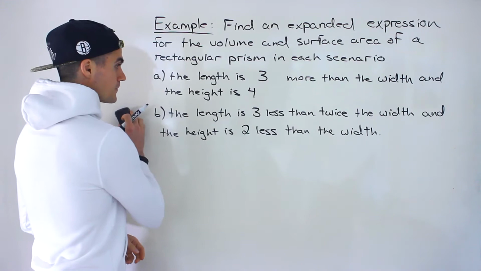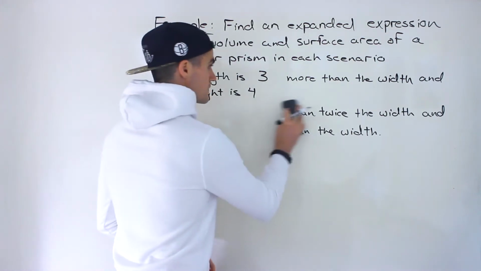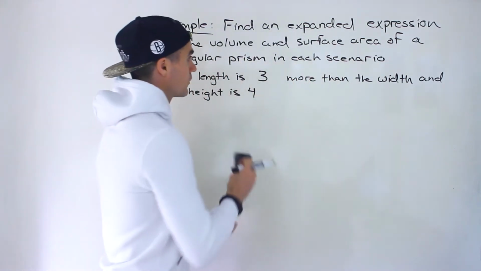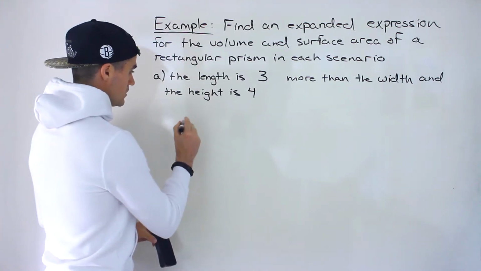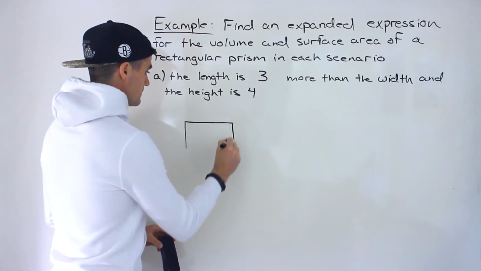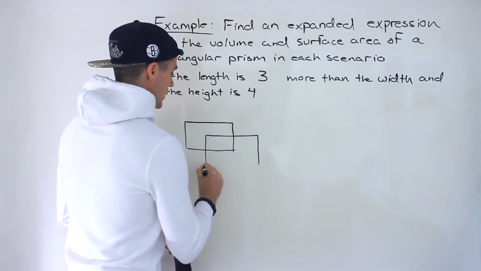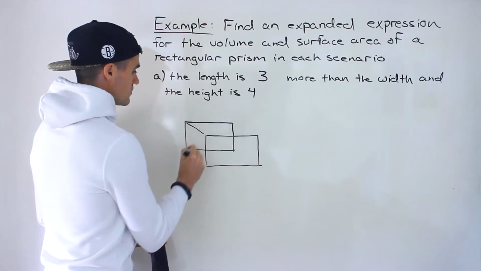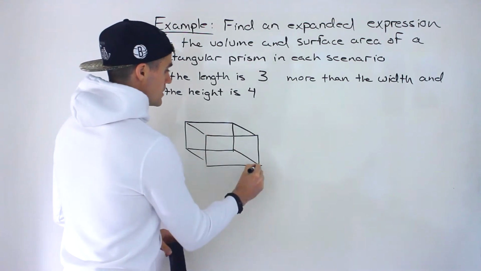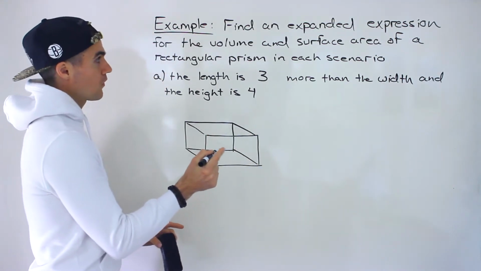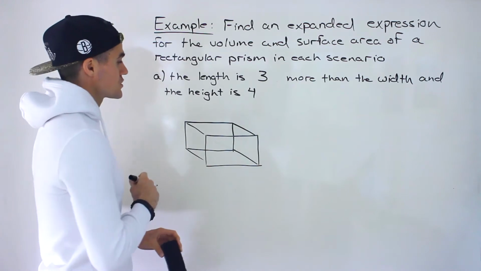Let me erase this, just give myself some room, because we're going to be doing some diagrams here. So let's draw a rectangular prism for now. And let's just generally first talk about the formulas for a volume and a surface area.